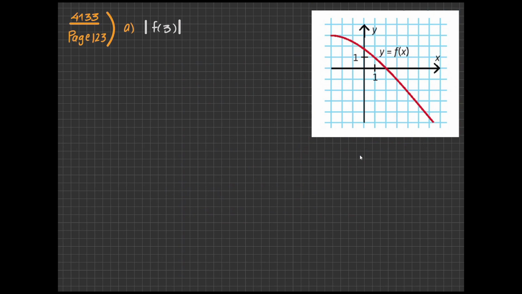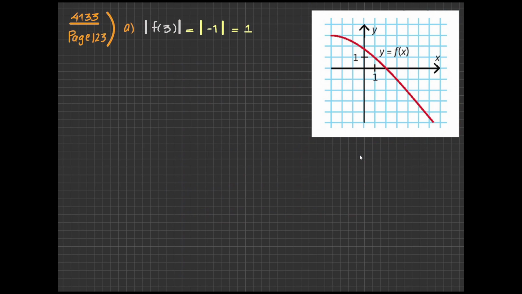Okay, I think it's very simple. You need to calculate f of 3 first. So if you want to calculate it, you put an absolute value sign. Can you tell me what is f of 3? You refer to this picture. This is 1, this is 2, and this is 3. So what is f of 3? Minus 1. F of 3 is minus 1. So you just put minus 1 in the absolute value sign, and then the absolute value of minus 1 is simply 1. So that's the answer.